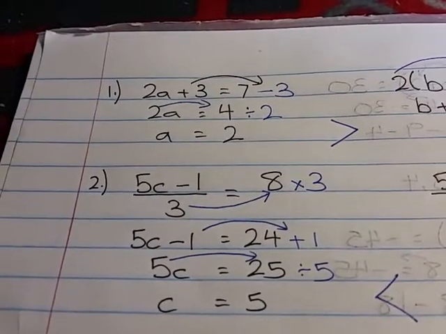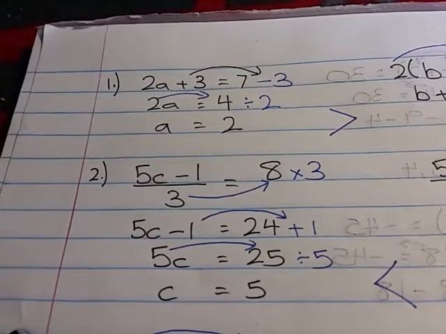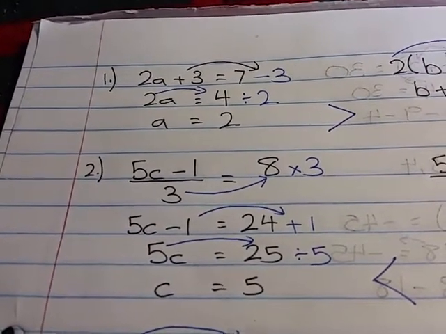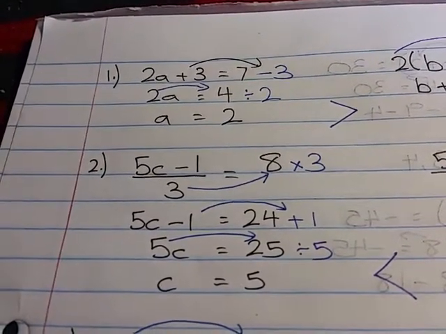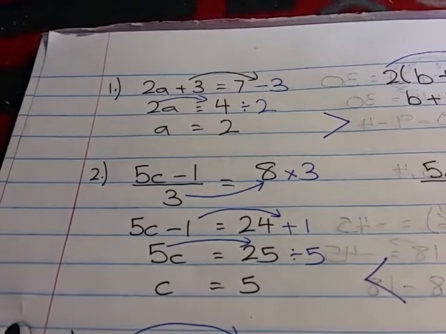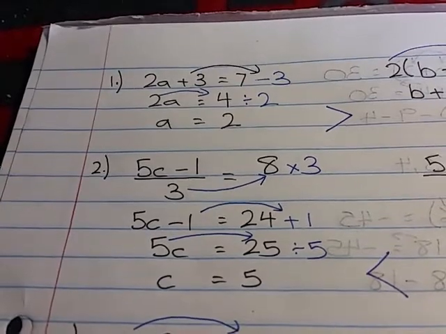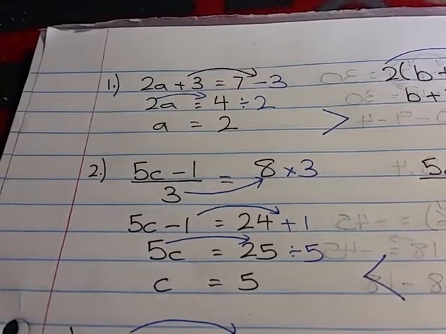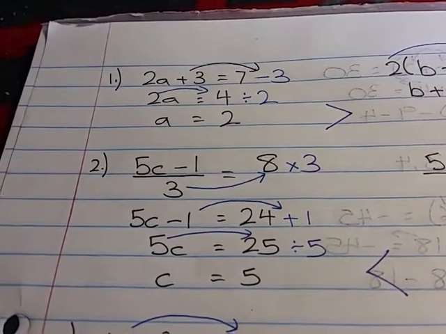So 5c minus 1 all divided by 3. Move the 3 over. Division by 3 becomes multiplication by 3. So that becomes 5c minus 1 equals 24. The minus 1 then moves and becomes a plus 1. So 5c equals 25. And then move the 5. 25 divided by 5, c equals 5.